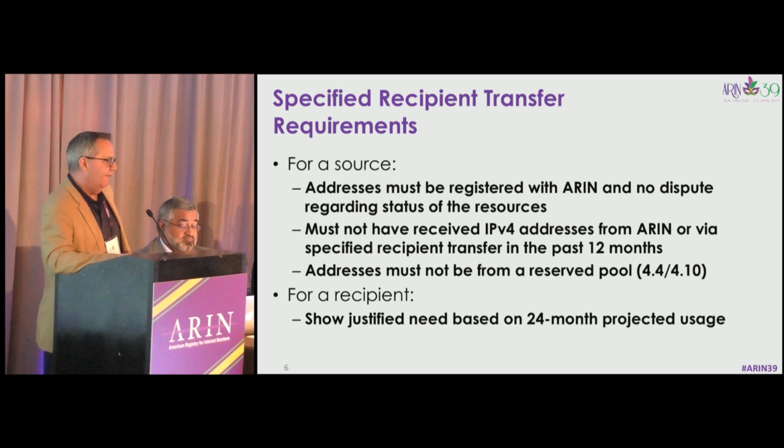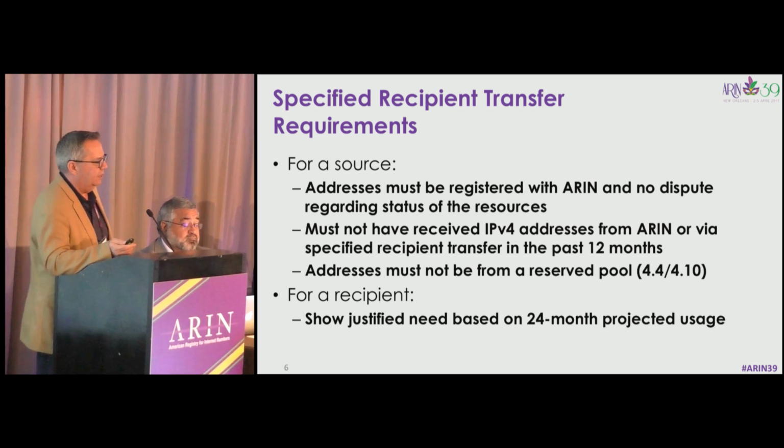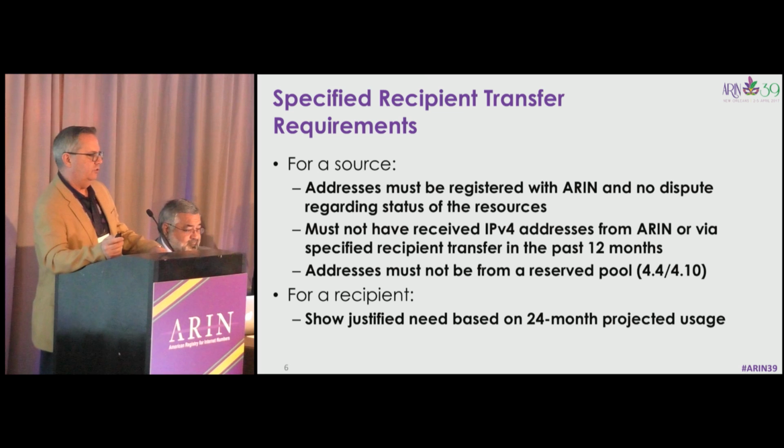It's very important. They must not have received IPv4 transfers from ARIN or via a specified recipient transfer in the past 12 months. And they cannot come out of the special reserve pools for critical infrastructure, which is covered under 4.4 of the NRPM, or for the IPv6 deployment, which is 4.10 in the NRPM. And for a recipient, you have to show the justified need based on your 24-month projected usage.